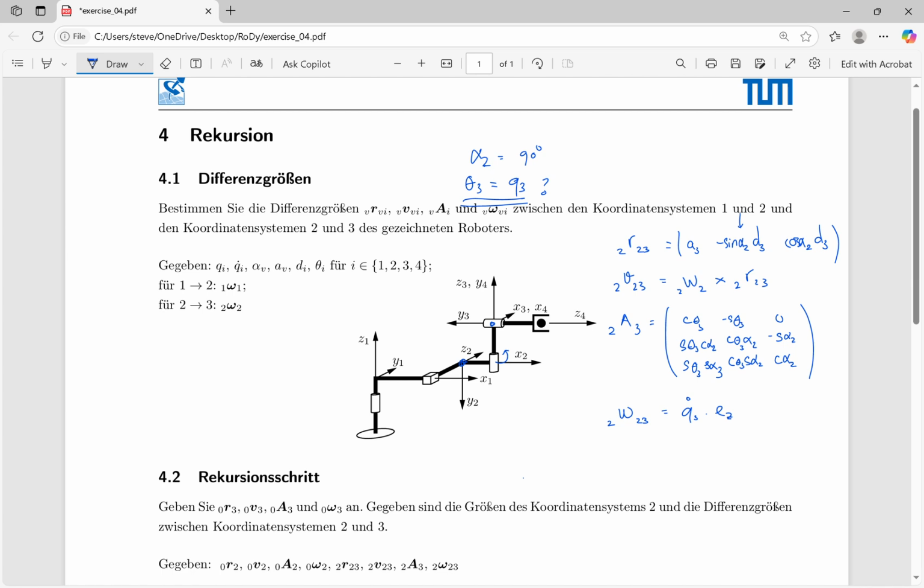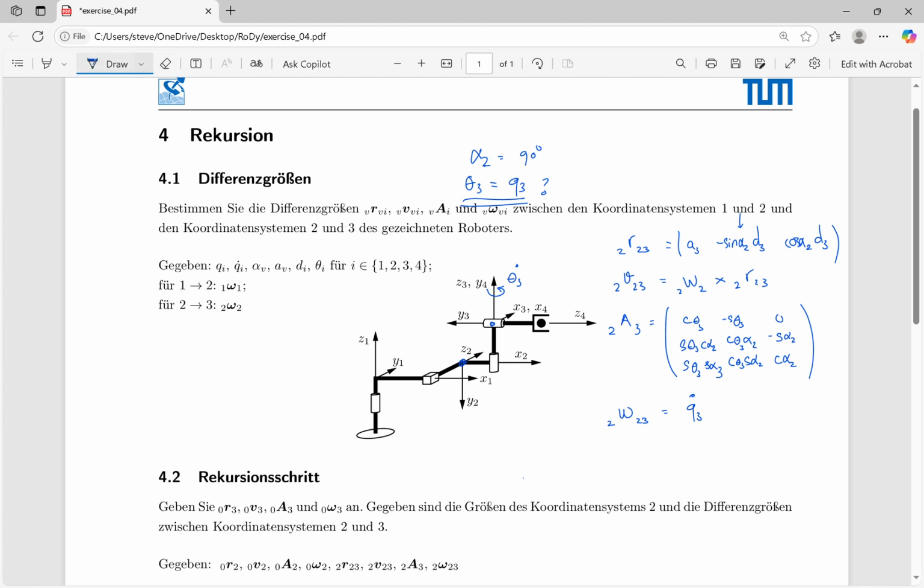But that sounds strange, right? Because the angular velocity of 3 relative to 2 is rotating around this one. See that? And this one is theta 3 dot, which is also q3 dot. So I don't know, I would just write it as q3 dot. And the z-axis is here, and this is the z-axis of 3.